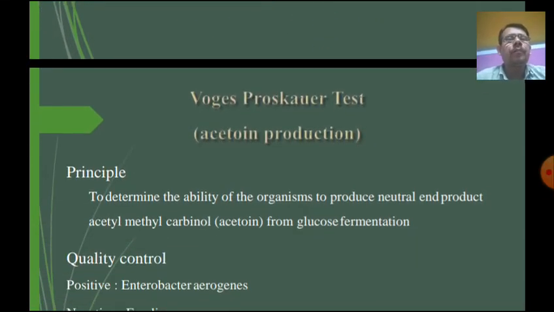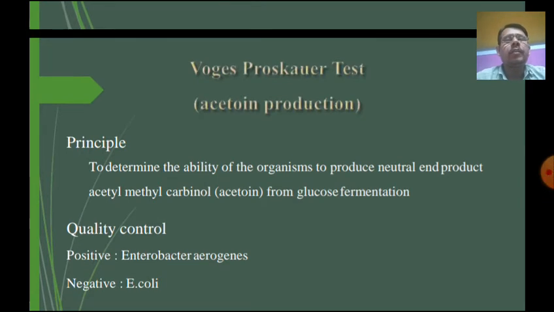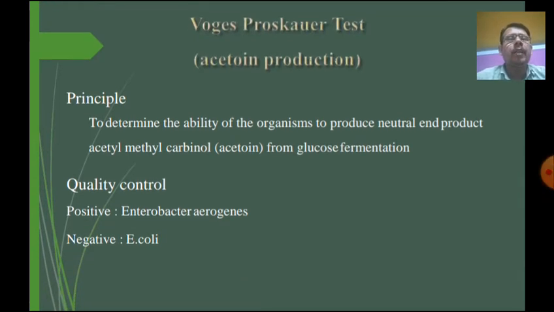Voges-Proskauer test, or acetoin production. The principle is to determine the ability of a microorganism to produce a neutral end product, acetyl methyl carbinol or acetoin, from glucose fermentation. It is positive in the case of Enterobacter aerogenes and negative in the case of E. coli.